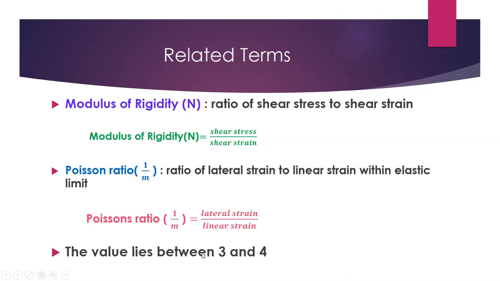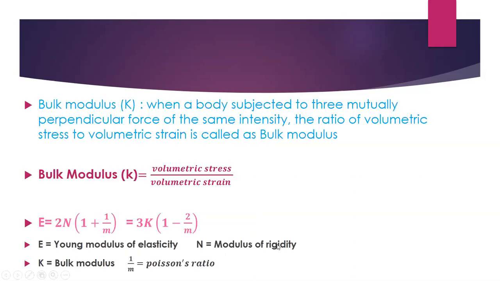The value of the Poisson ratio is normally 3 to 4. Okay, 3 and 4, or 3 to 4. Another term is the bulk modulus. It is denoted by the letter K.